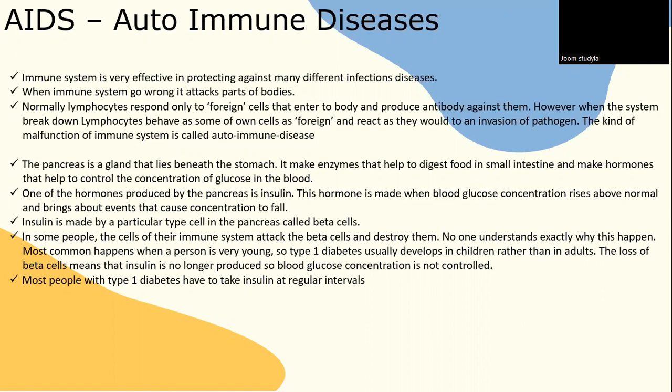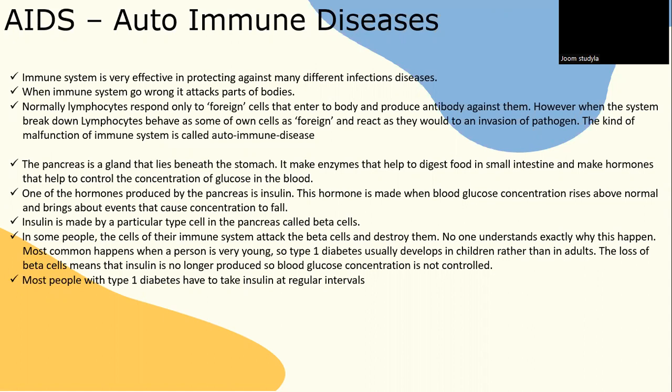Normally lymphocytes respond only to foreign cells that enter the body and produce antibodies against them. However, when the system breaks down, lymphocytes treat some of the body's own cells as foreign and react as they would to an invasion of pathogens. This kind of malfunction of the immune system is called autoimmune disease.